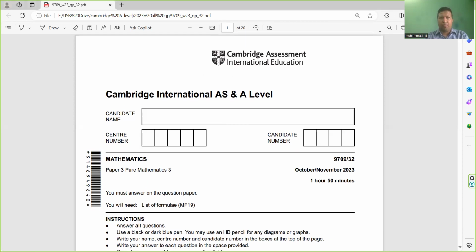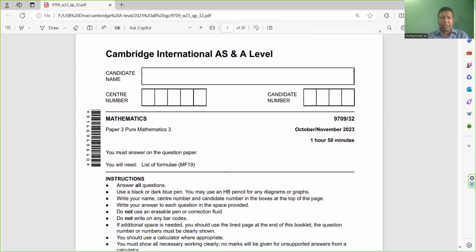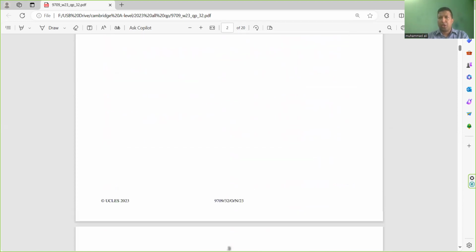Today we try to solve one question from Cambridge International AS and A level Mathematics paper 3, Pure Mathematics 3, 9709 variant 32, October November 2023, question number 11.